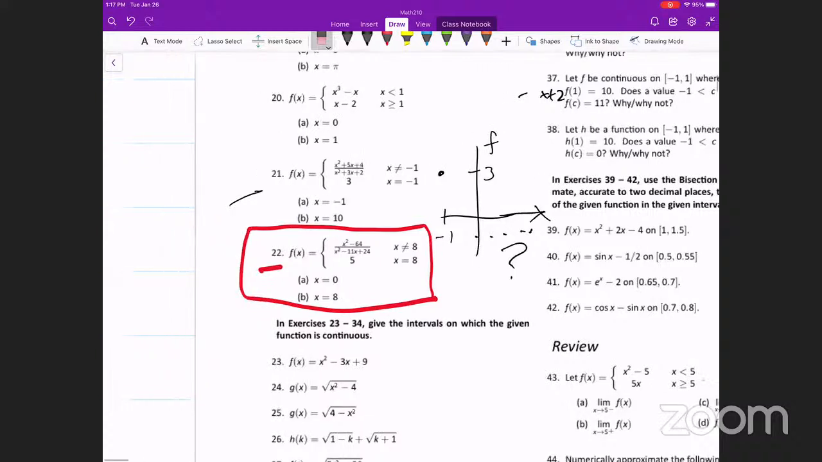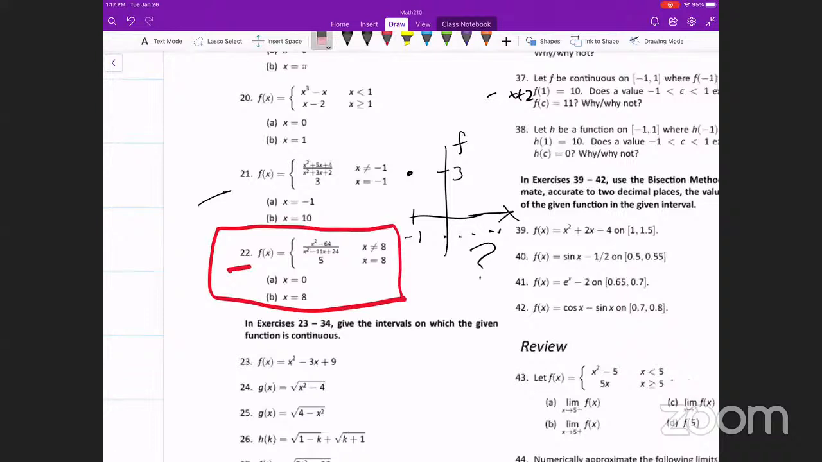And so the value at 0 is minus 64 over 24. I just get a fine answer there. We could simplify that by factoring out a 4. No, we actually have an 8 in common. So I get minus 8 over 3. Okay, and there's no problem.